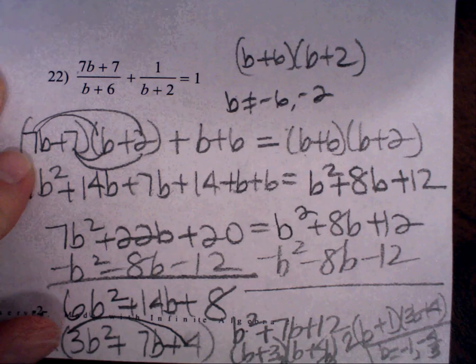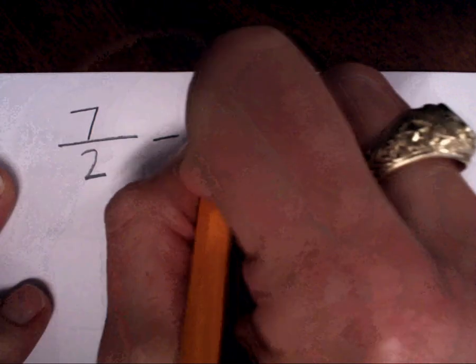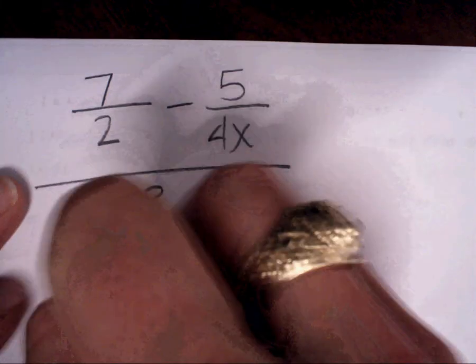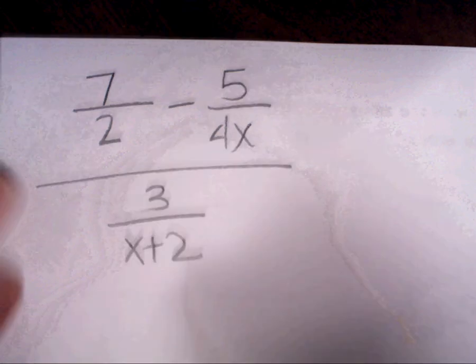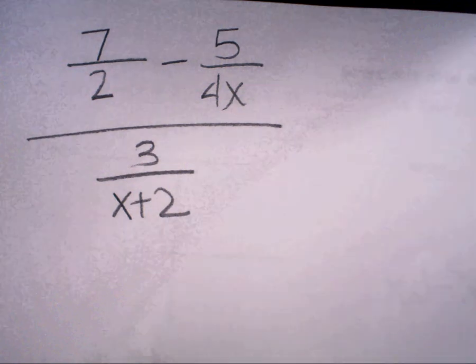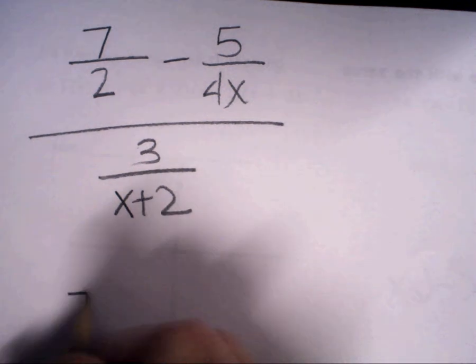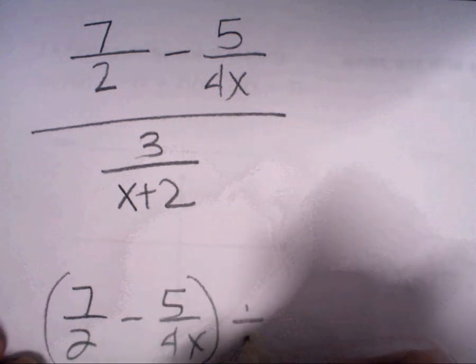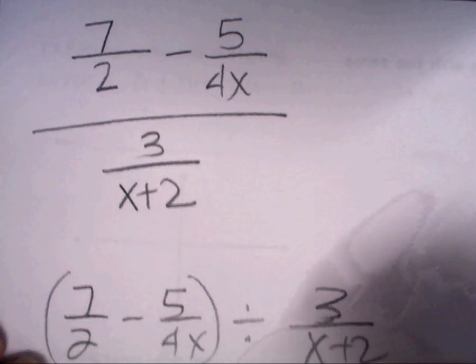So let's add an extra complex fraction one. So an extra one, I'm making this up, so let's hope it's not too bad. Yeah, that's really bad. All right, so we could do this a couple ways. Why don't we do it the way we went over in class? So I'm going to do 7 over 2 minus 5 over 4x in parentheses divided by 3 over x plus 2.